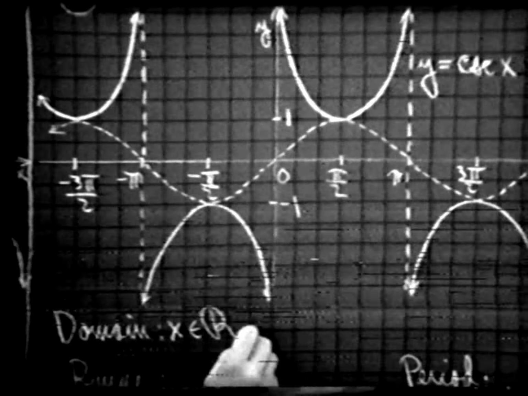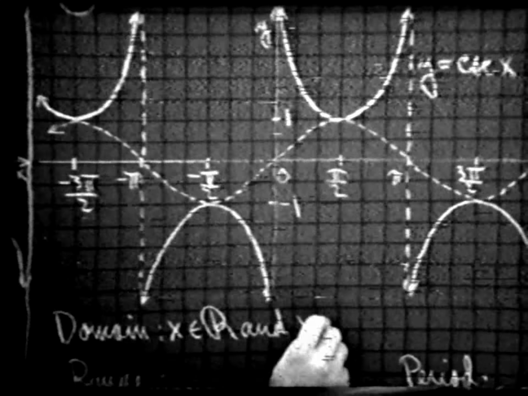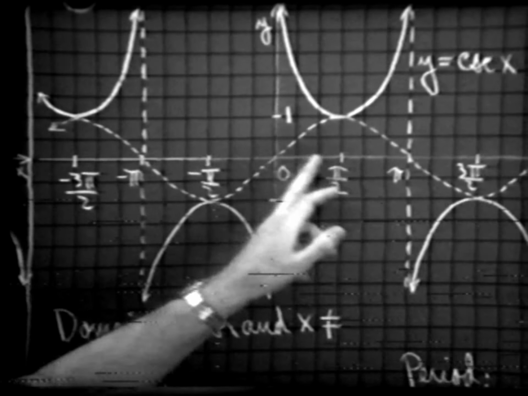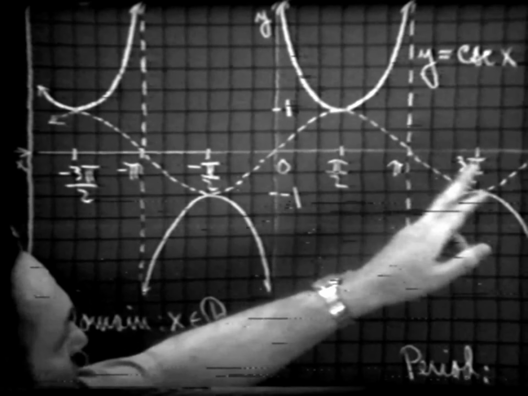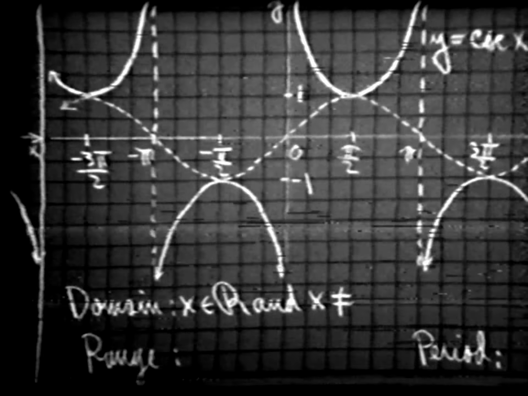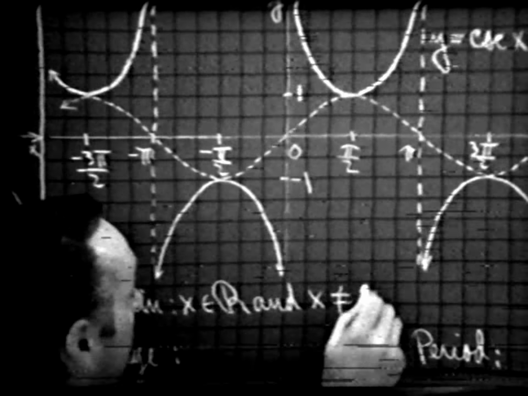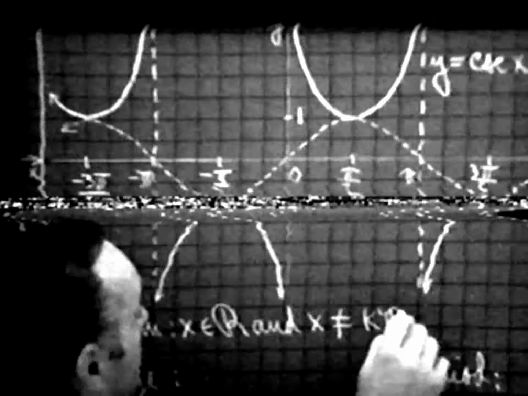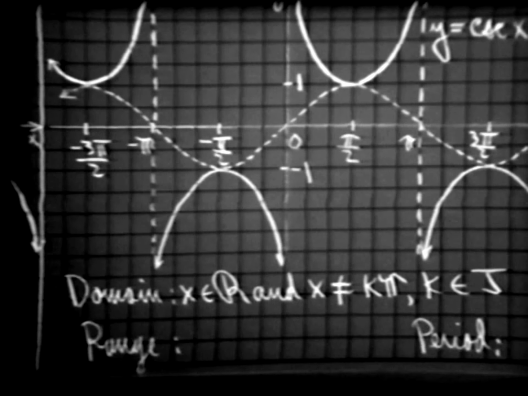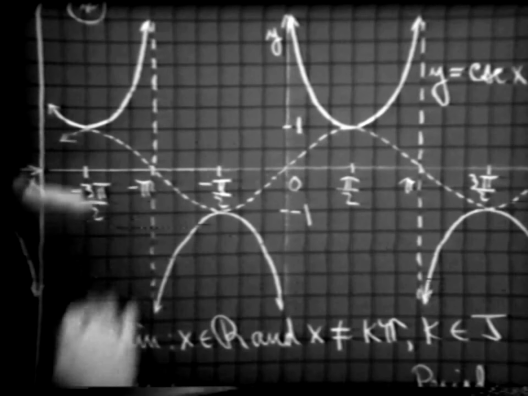The set of real numbers, and x is not equal to some numbers. Well, what values can x not be? It cannot be 0 and all multiples of pi thereof. Is that right? So how then may we say that? K pi, where k is an integer. K times pi, where k then is an integer. Very good.